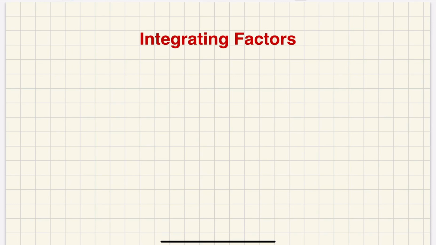Today I'm going to talk about integrating factors. Now we use these to solve first order differential equations. If we have a first order differential equation of the form dy over dx plus m of x y is equal to n of x, then we can use integrating factors to solve this.